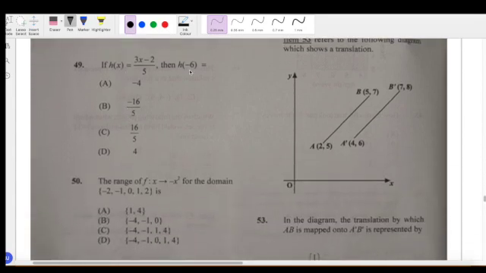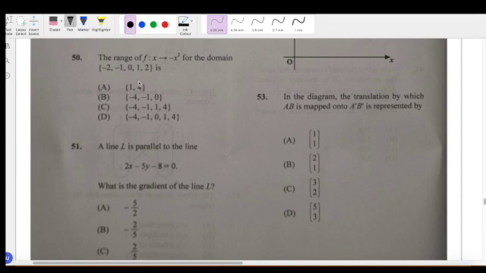So what is h of minus 6? Well, that will be 3 times minus 6 minus 2, divided by 5. So 6 3s are 18, so minus 18 minus 2 divided by 5, which is minus 20 divided by 5, which is negative 4.